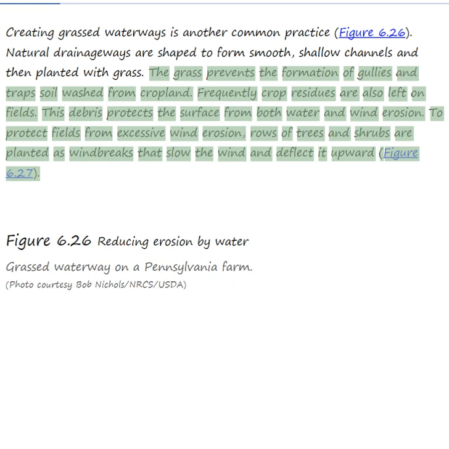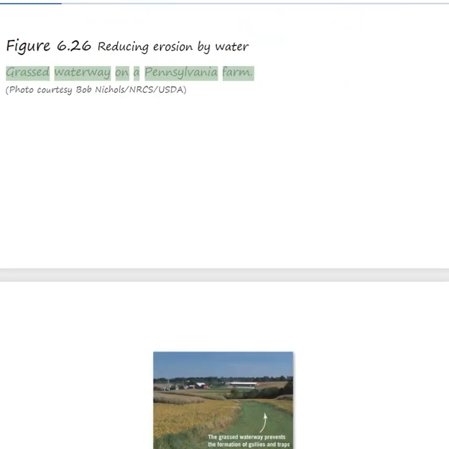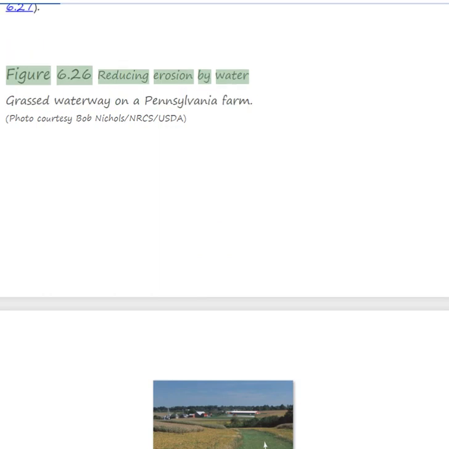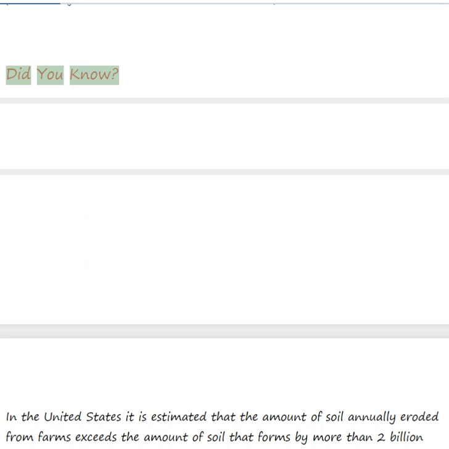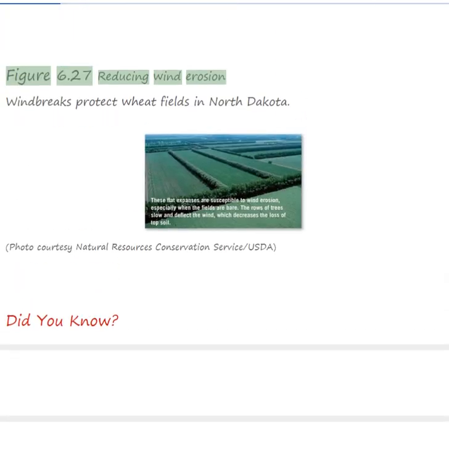To protect fields from excessive wind erosion, rows of trees and shrubs are planted as windbreaks that slow the wind and deflect it upward. Grassed waterway on a Pennsylvania farm. Figure 6.26 Reducing erosion by water. Windbreaks protect wheat fields in North Dakota. Did you know? Figure 6.27 Reducing wind erosion.